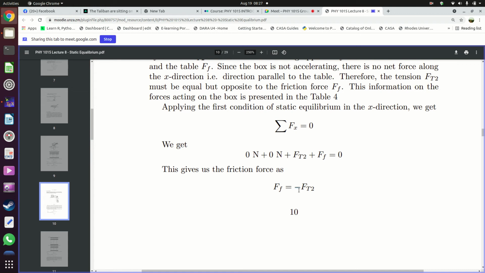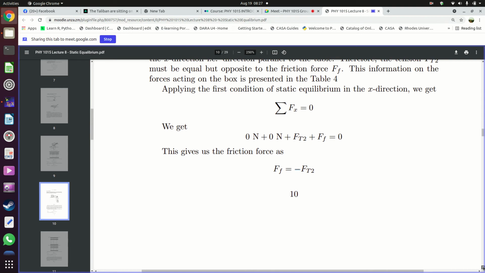Are we clear? Yes, sir. That negative needs to go. So please make an effort, print the notes. Okay. So we have the friction force being equal to Ft2. Okay. Then we move on to the other side, the y side of this table.